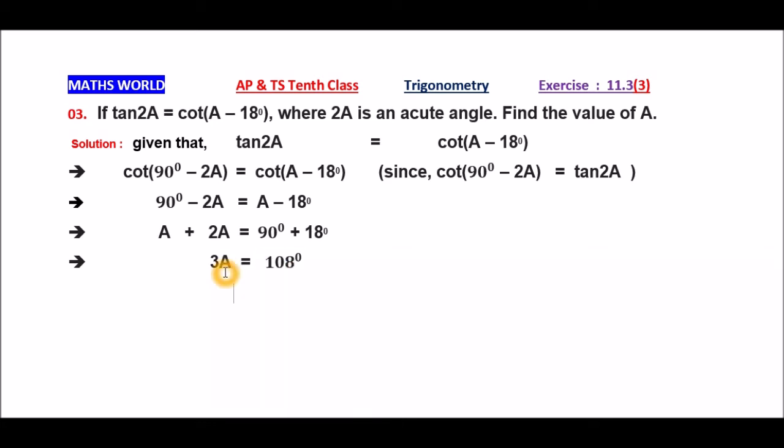So I want the value of a. The relation between 3 and a is multiplication. If I send this 3 other side, it becomes divided by. So that implies a is equal to 108 divided by 3. So that implies a is equal to 36 degrees. We got the value of a. A is equal to 36 degrees. This is the answer.